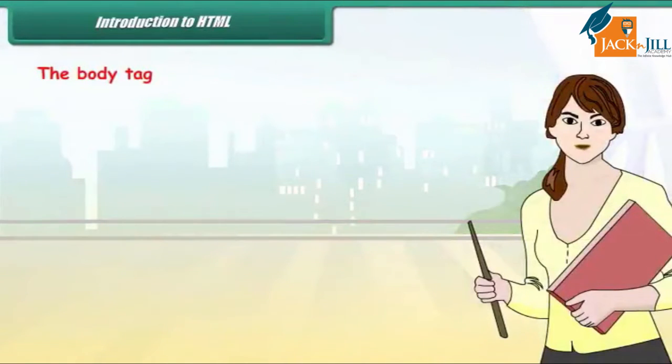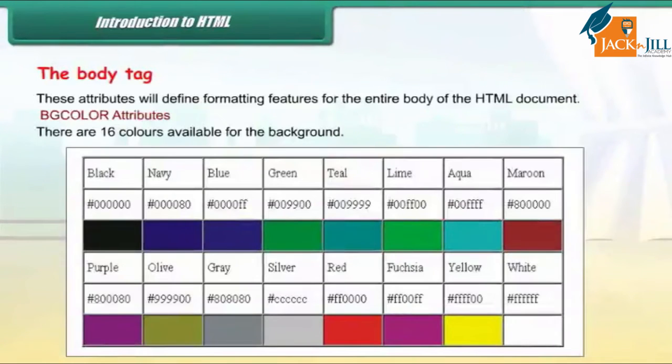These attributes will define formatting features for the entire body of the HTML document. BGCOLOR attributes. There are 16 colors available for the background.